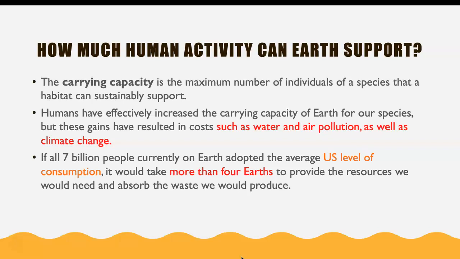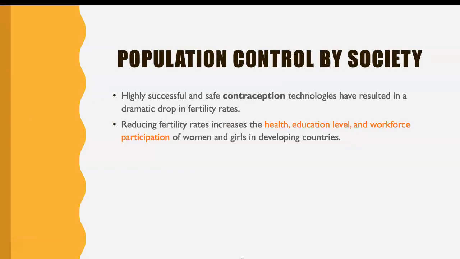If all people on Earth lived like the people in the United States, it would take more than 4 Earths to provide the resources. So we can imagine that people living in other areas of the world will have much fewer resources than us in this country.